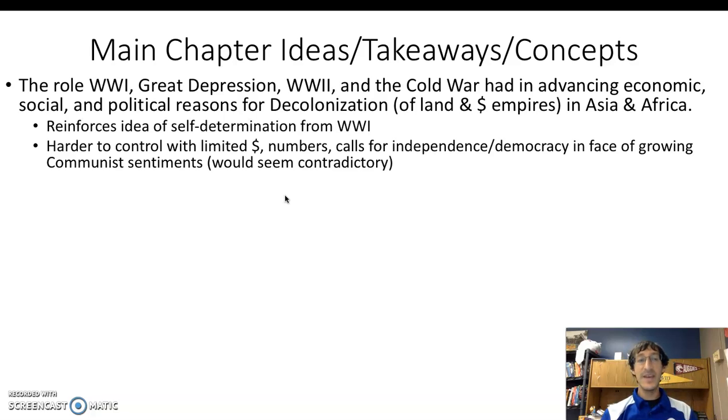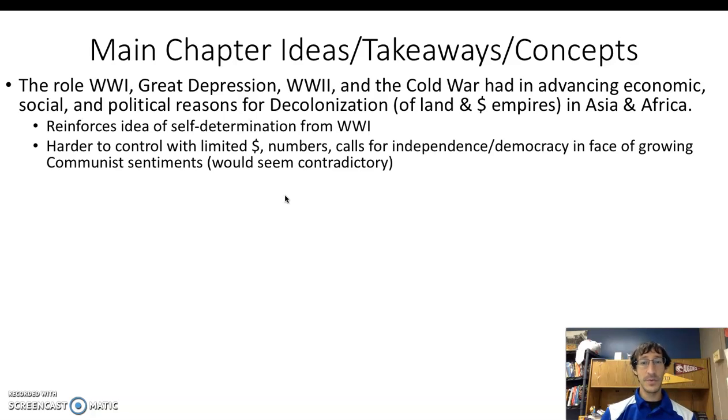growing for decades in the face of growing communist sentiments. Because if the democracies are saying we believe in freedom, we believe in civil liberties, we believe in sovereignty and self-determination, and we're saying that against the communists, the communists can say, well, you also have millions of people under your control in Asia and Africa, and in the United States, you're not even treating a very large chunk of your population fairly, granting them equal rights with segregation. So those are concepts and ideas to understand.